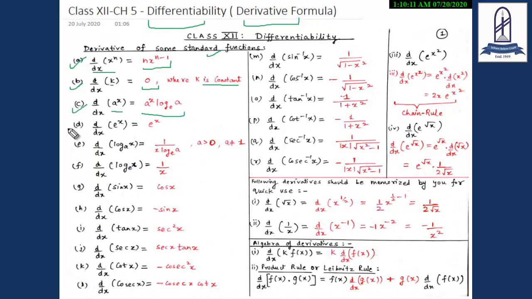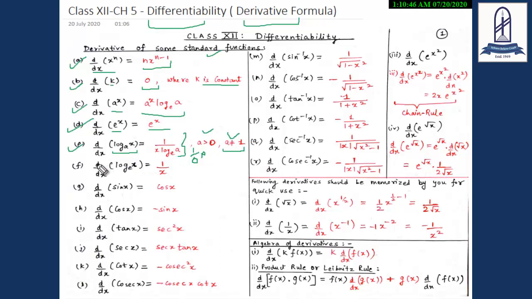And then our next derivative is d by dx of e to the power x, which is equal to e to the power x. And then our next derivative is d by dx of log x to the base a. So here this is equal to 1 upon x log a to the base e. Here students, the value of a is not equal to 1 because we know that log 1 is equal to 0, and then it will become undefined. So here the value of a is greater than 0 but not equal to 1.